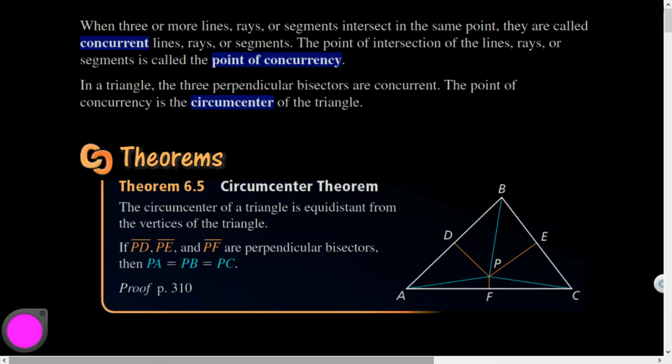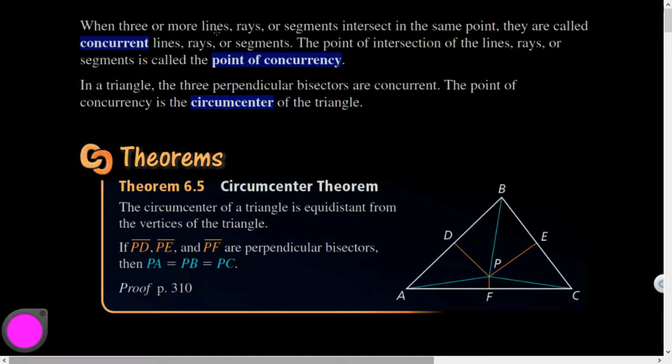I'm taking a look at section 6.2 called Bisectors of Triangles. We're going to look specifically at right perpendicular and angle bisectors of triangles and discover some interesting features of those special segments or lines or rays, okay? And one of those features is that they will have a common point, all right?